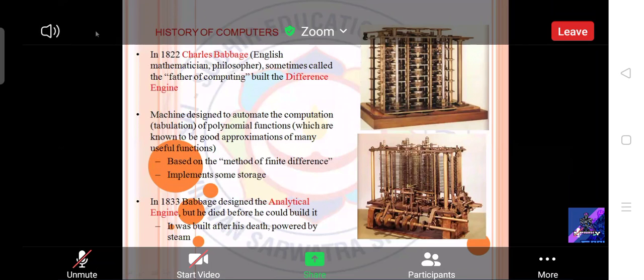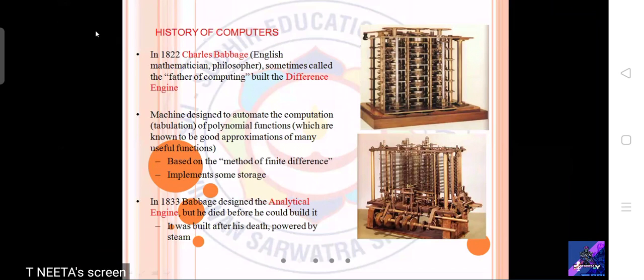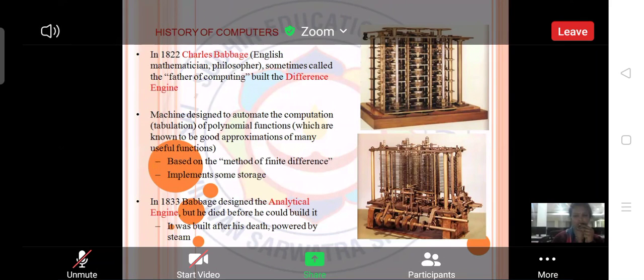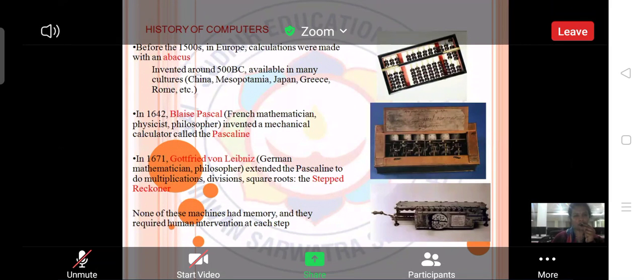Just this is the idea of how the computer started. They wanted to automate the computations. They started with addition, and then multiplications, divisions and square roots were added to that particular calculator.